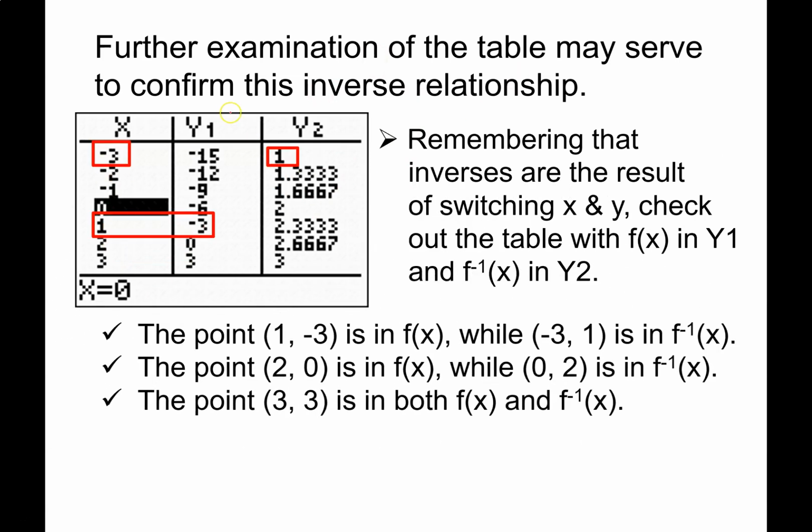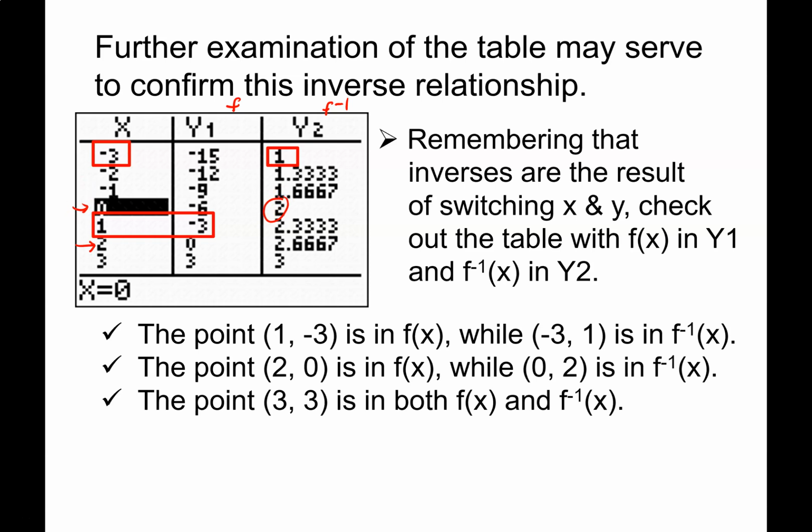Now again, y1 was f of x, y2 was f inverse. So hopefully you see that in the red right here, f contains the point (1, -3). F inverse, which is this one, contains the point (-3, 1). So does it basically do what we said? Is it the result of switching x and y? (1, -3) becomes (-3, 1). If you look even closer, (2, 0) becomes (0, 2).